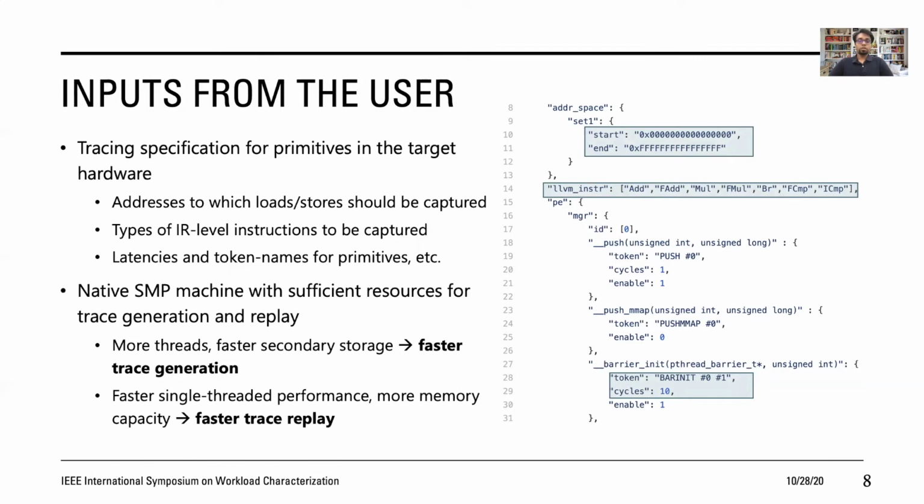Finally, HetSim requires a native multiprocessing system with sufficient resources for trace generation and replay. We note that the trace generation step is sped up with more threads and faster storage, whereas the trace replay step benefits from higher single-threaded performance and more memory on the native system.